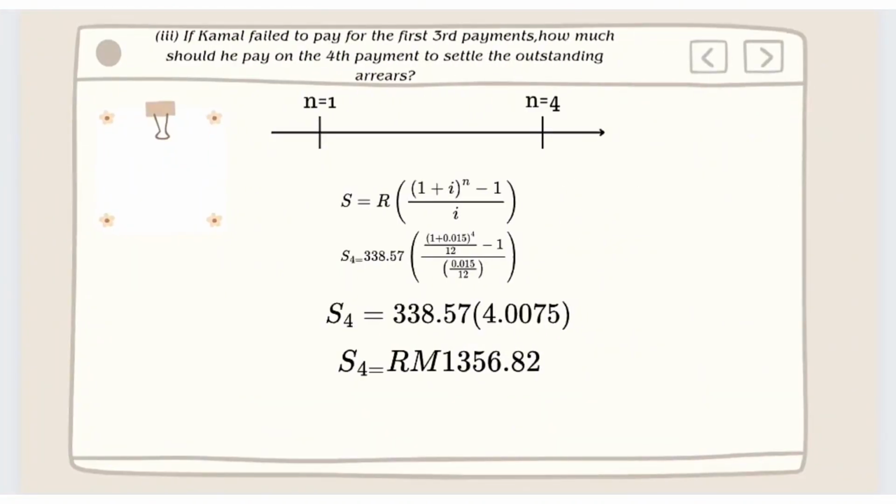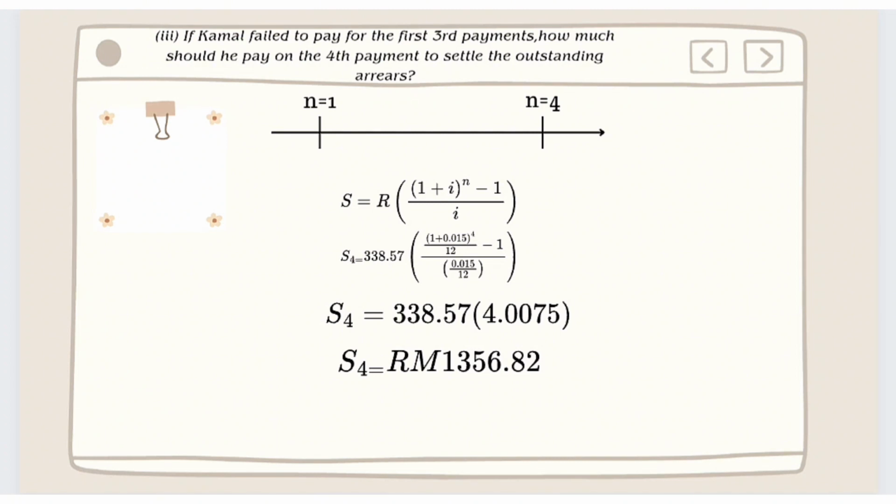The last question, Roman 3, is: if Kamal failed to pay the first three payments, how much should he pay on the fourth payment to settle the outstanding arrears? To calculate the fourth payment, the formula I will be using here is future value, which is S equals R, 1 plus i power of n, minus 1, over i.